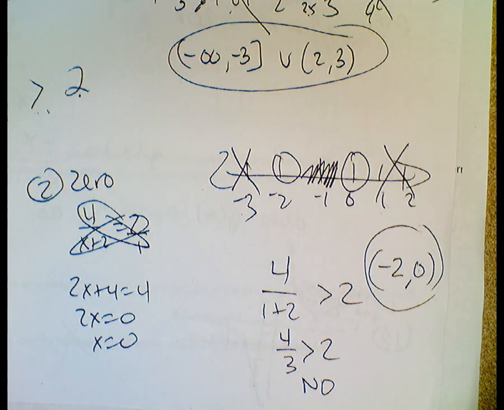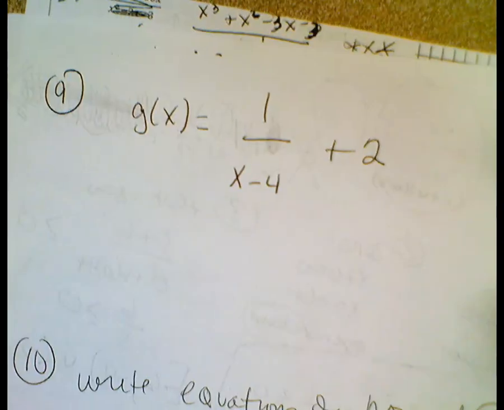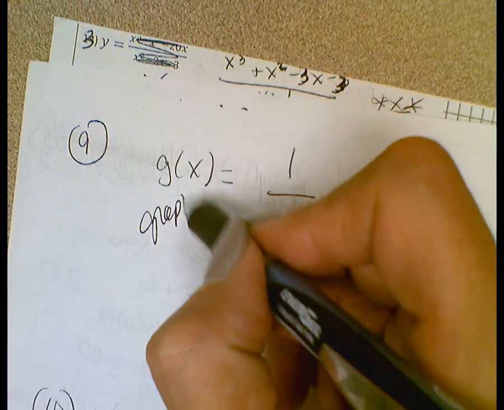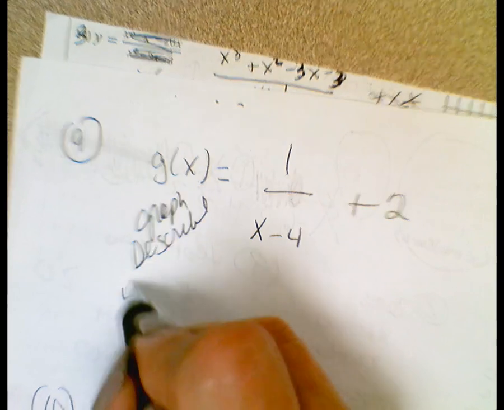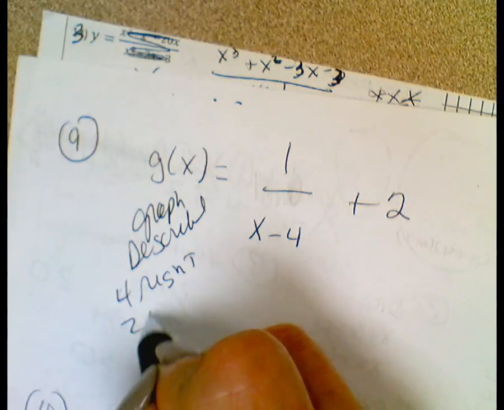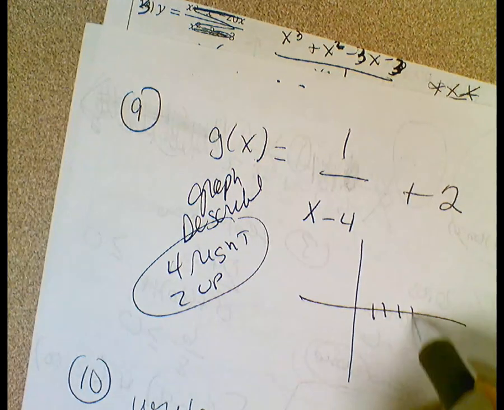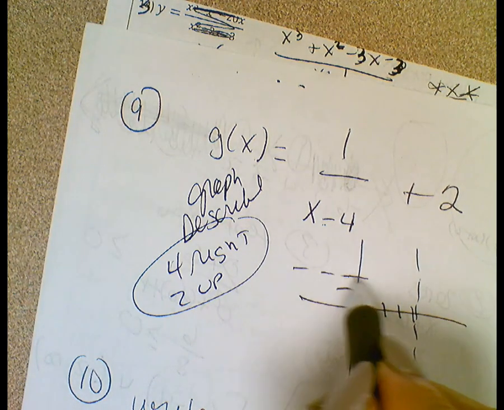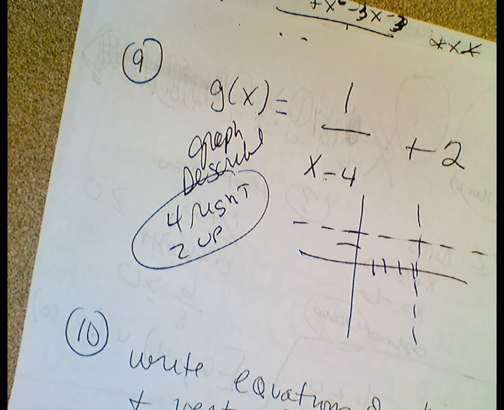Should we do it or no? No. All right. Backside. I didn't ask you what to do on this problem, so I want you to graph this. Maybe describe what's happening. I'm going to say that you're going 4 right and 2 up. Your asymptotes are moving. X equals 4 because of that being 4 right and 2 up. There's your asymptotes.